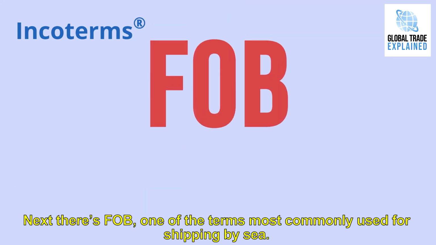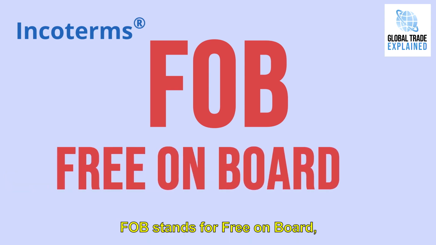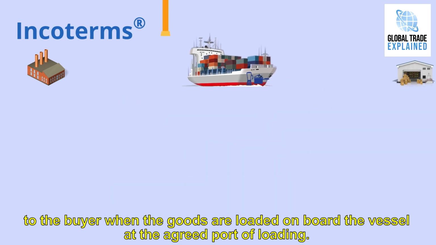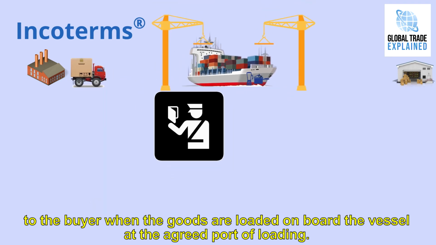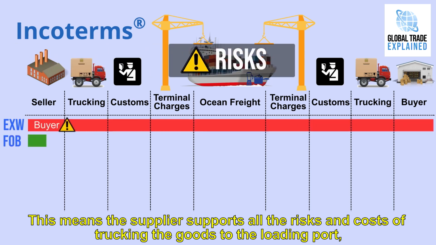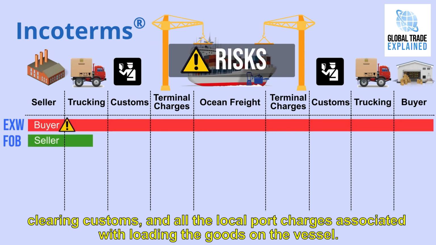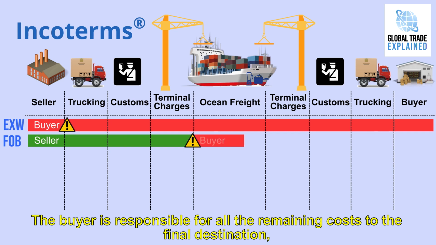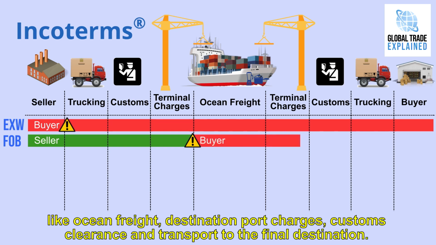Next, there's FOB, one of the terms most commonly used for shipping by sea. FOB stands for free on board, and it basically means that the risk is transferred to the buyer when the goods are loaded on board the vessel at the agreed port of loading. This means the supplier supports all the risks and costs of trucking the goods to the loading port, clearing customs, and all the local port charges associated with loading the goods on the vessel. The buyer is responsible for all the remaining costs to the final destination, like ocean freight, destination port charges, customs clearance, and transport to the final destination.